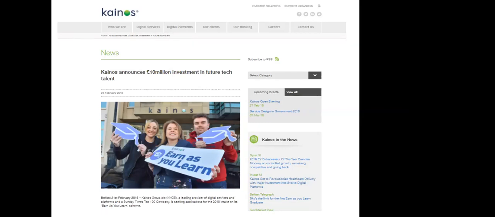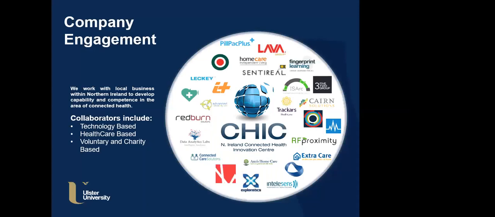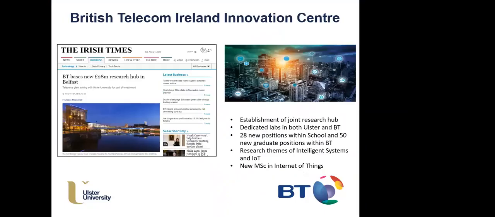And we've extended that with Deloitte and with Allstate, those opportunities this year. So as I said at the beginning of the presentation, if the part-time option is something you're interested in, look out for the Earn as You Learn schemes, and they are managed and delivered through our school as well. And we have the partnerships already set up with a number of the companies here in Belfast. We have our company engagement, which really helps us with our placement opportunities through our Connected Health Innovation Centre.